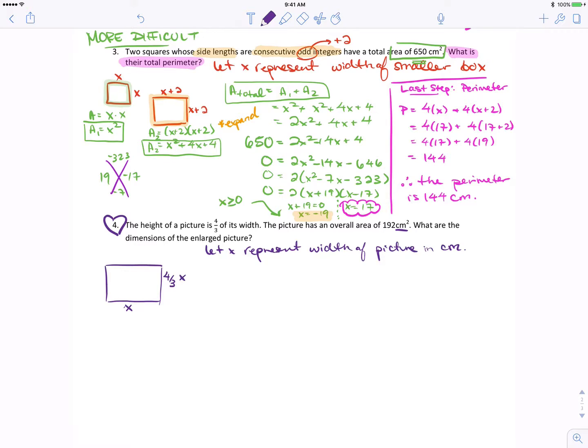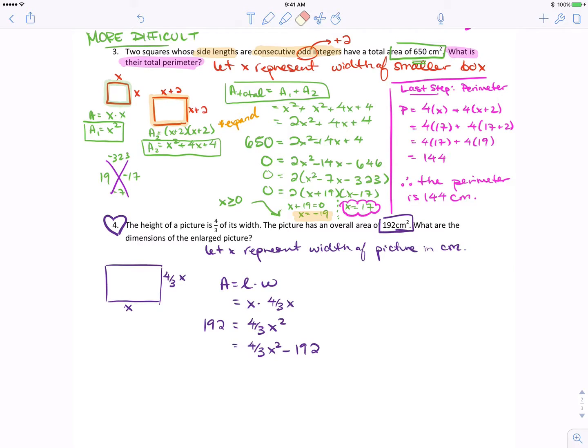It says the picture has an overall area. Well, now I'm looking at length times width, x times 4/3 x, and this becomes 4/3 x squared. And it wants the picture to have this area, 192. So subtracting from the other side here, 192.